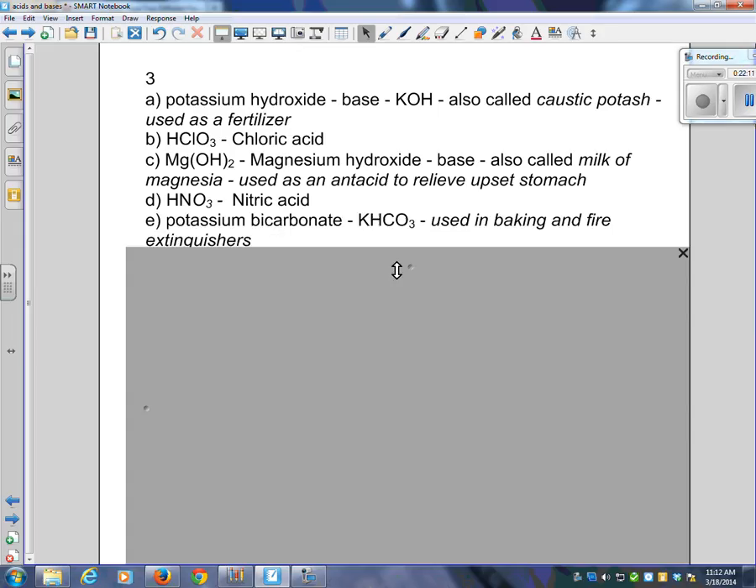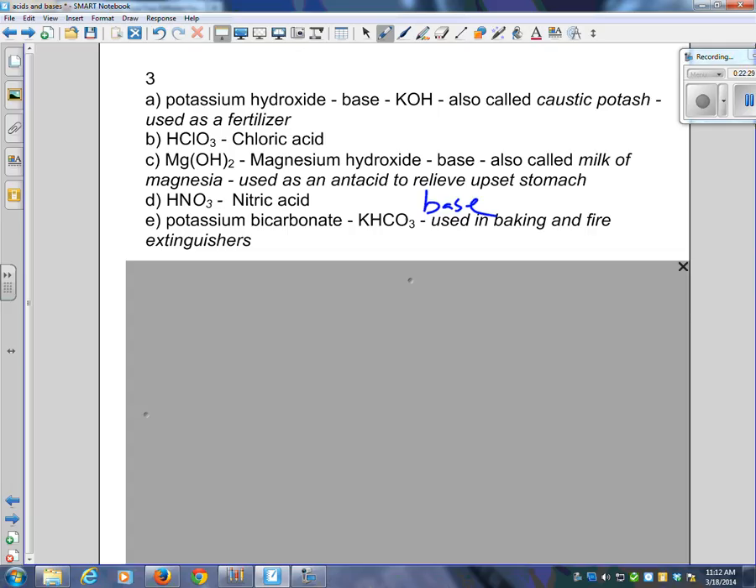The last one is potassium bicarbonate. It's KHCO3. It's a base. If it contains bicarbonate, it's a base. It's used in baking and it's also used in fire extinguishers. I see that I don't have the word base in there, but it is a base. You need to be able to identify an acid or a base. You need to know if it starts with an H, it's an acid. If it contains OH or HCO3, then it's bicarbonate and it's also a base.